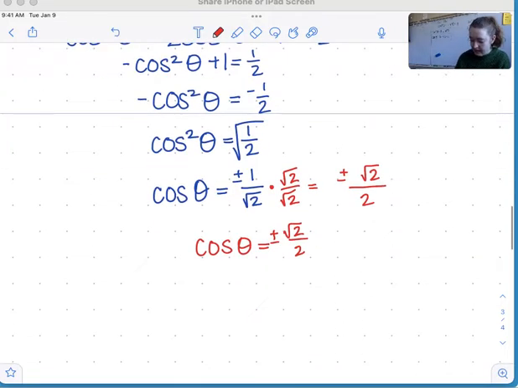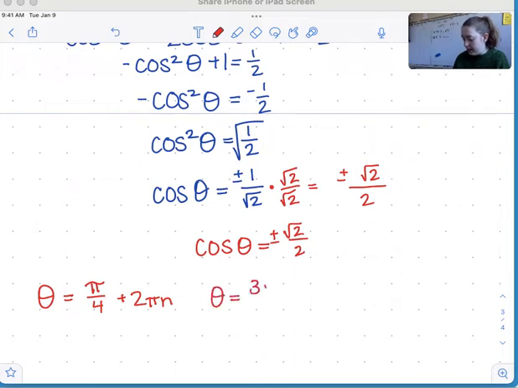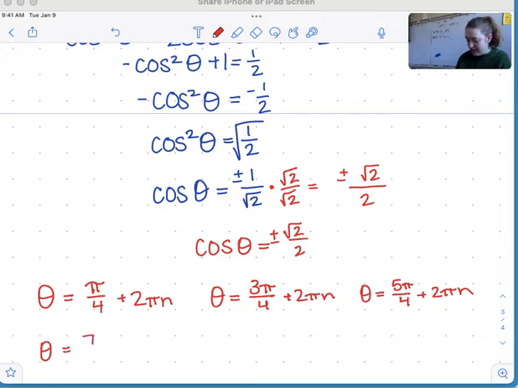All right, well, let's start listing out our answers. That's going to happen at pi over 4, and then we still need that plus 2 pi n. Happens again at 3 pi over 4 plus 2 pi n. Then theta equals 5 pi over 4, there we go, plus 2 pi n. And then it happens again at 7 pi over 4 plus 2 pi n. And if you put all of those answers, I would be jazzed and happy as heck.